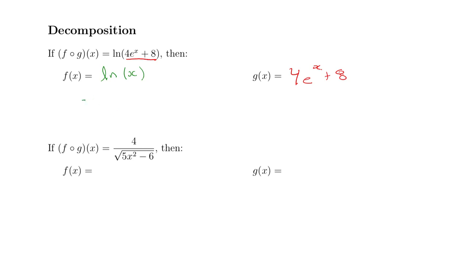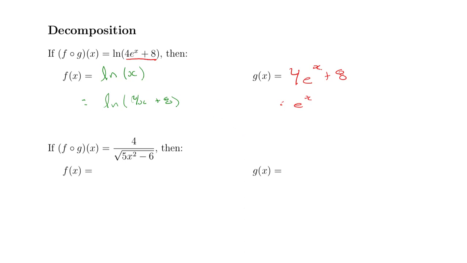There are more options though. My guess is that a lot of you pick that, but you could also pick something like this. We'll say 4x plus 8, and then our inside function is just e to the x. That's something that you could do.